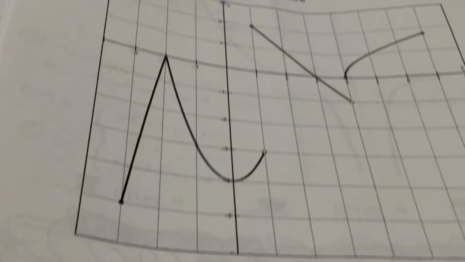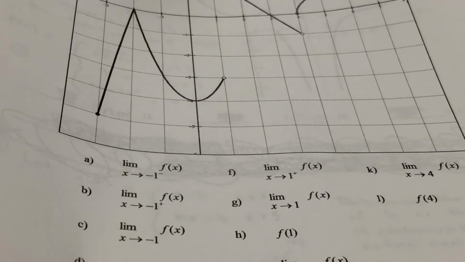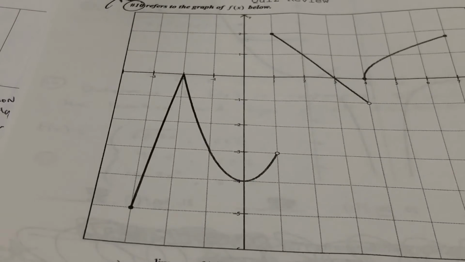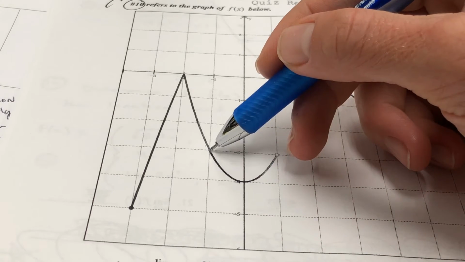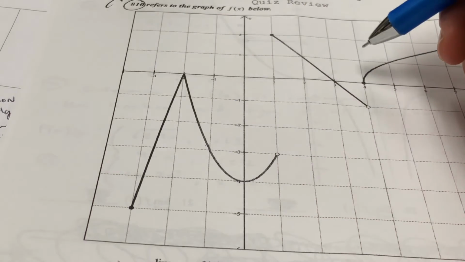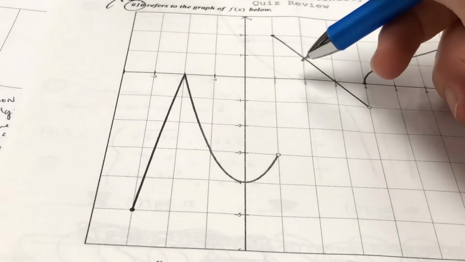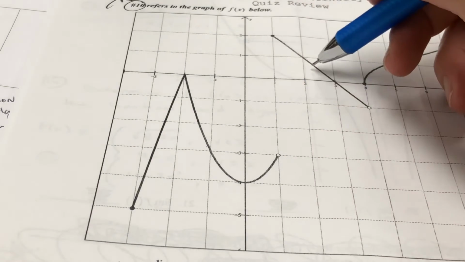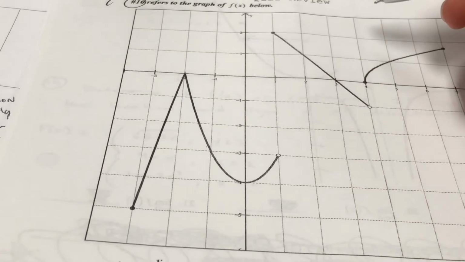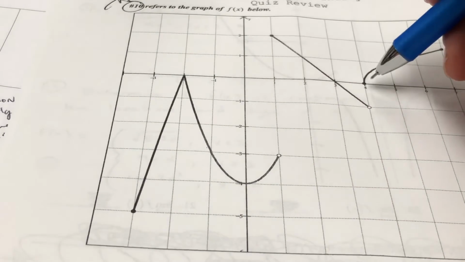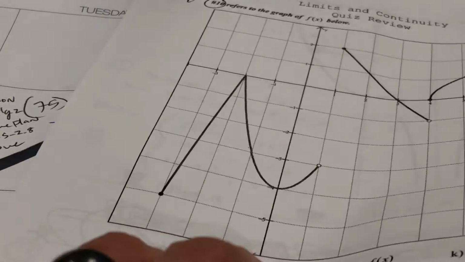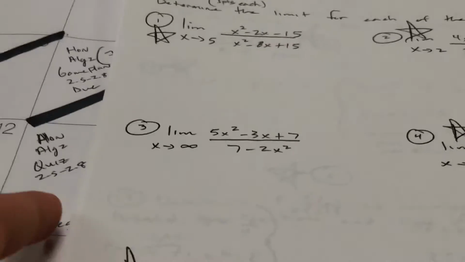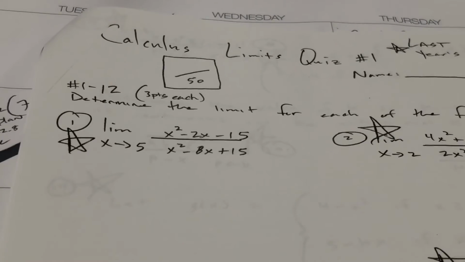I would expect maybe to see something like this. Refer to the function and then just fill them all out. The limit as x approaches -1 from the left is -3. From the right, it's -3. The limit as a whole, -3. The limit as x approaches 1 from the left is -3. 1 from the right, it's 2. As a whole, does not exist. F of 4 is 0. It's right there. So do that page. Good luck. We will discuss as much as we can on Tuesday next week.